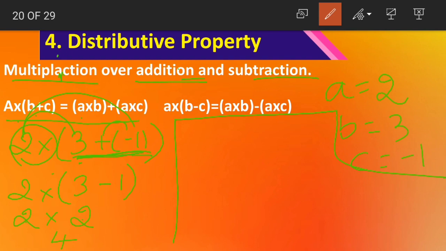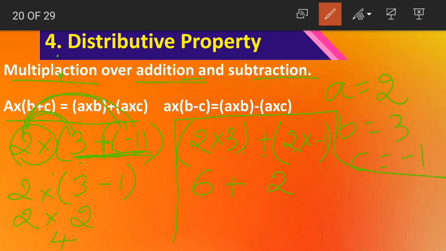What will a into b become? 2 into 3. Brackets close. Then we have the addition sign. Then 2 into, we have minus 1 as c. Understood class? As 2 is written outside the bracket, we distribute it among both the numbers inside the bracket. 2 into 3 plus 2 into minus 1. 2 3s are 6 plus 2 1s are 2.